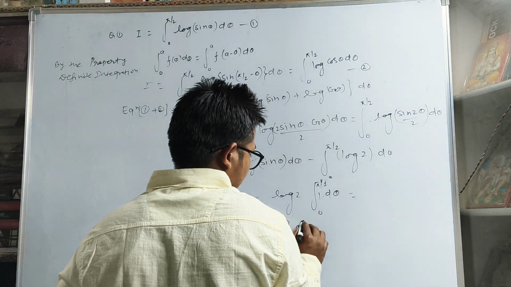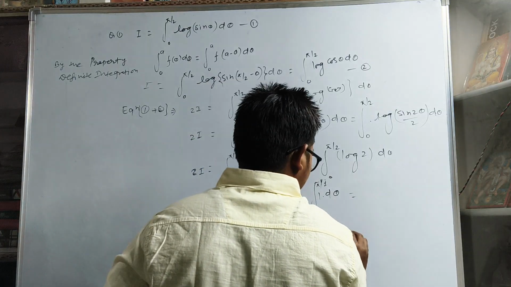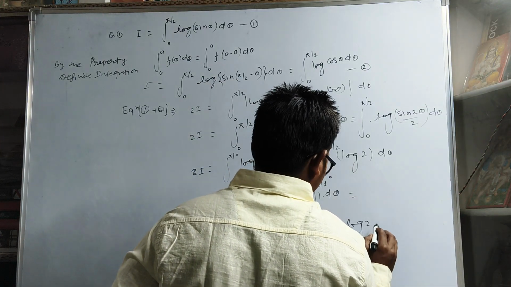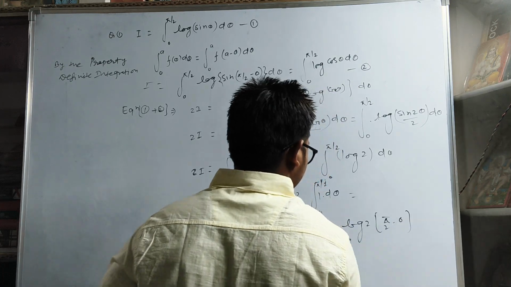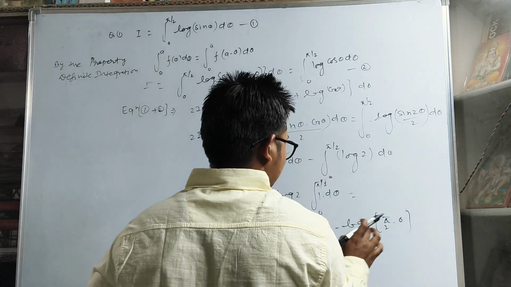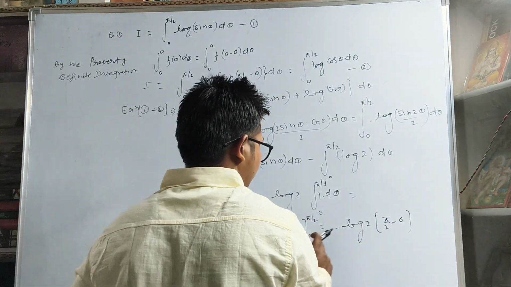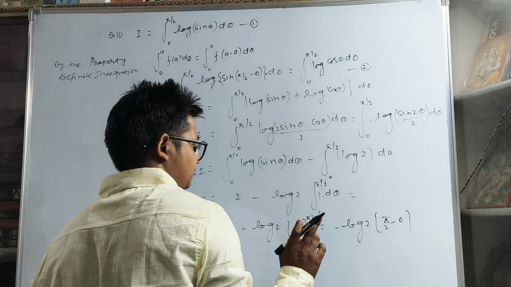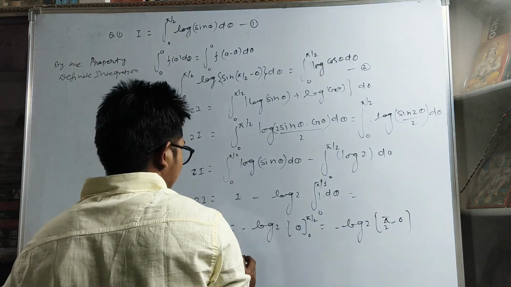times the integration of 1, which is theta, from 0 to pi by 2, so minus log 2 times pi by 2 minus 0 on taking upper and lower limits. First we will take pi by 2 as the upper limit, and then with minus sign you can write lower limit 0 in place of theta. So finally we have I equal to, I is what?